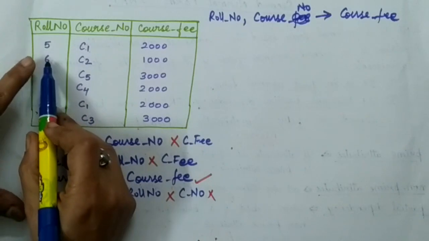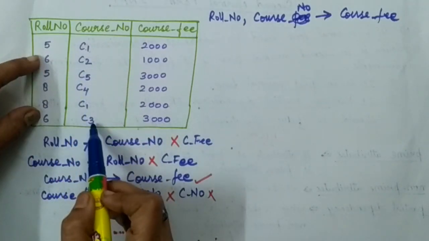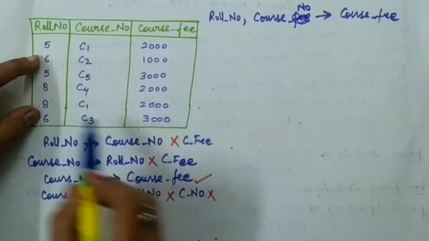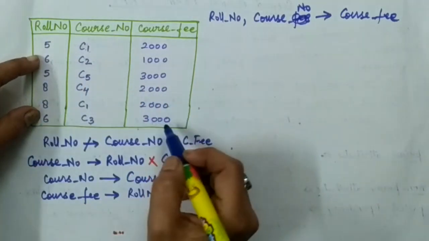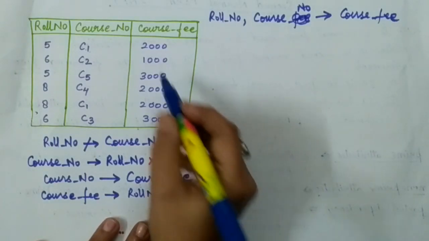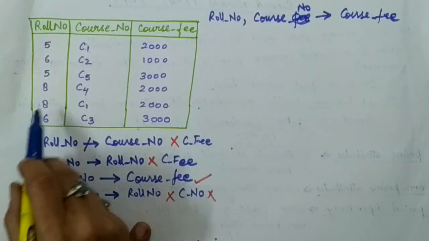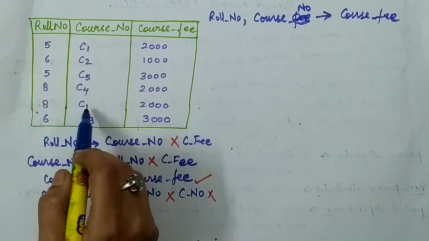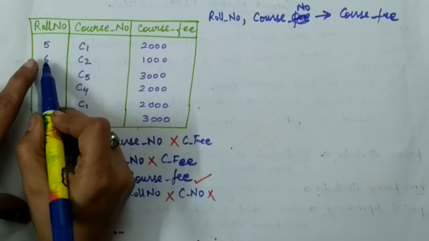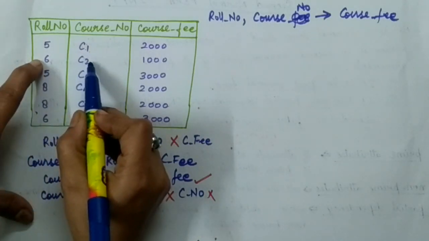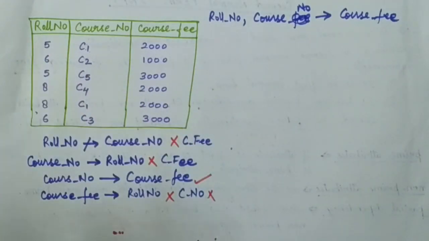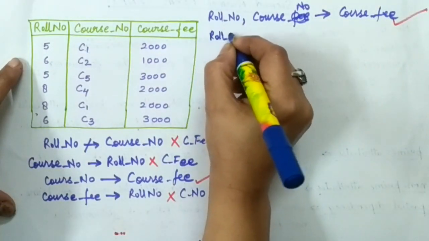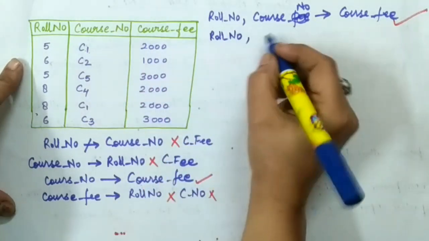For roll number 6, course 2 and course 3, the fees are 1000 and 3000. So both the rows are different. They are giving unique values. Thus, it is also correct. Now let us check for roll number 8. Roll number 8 is doing two different courses, C1 and C4. So combining roll number and course, I am getting unique values. This FD works.